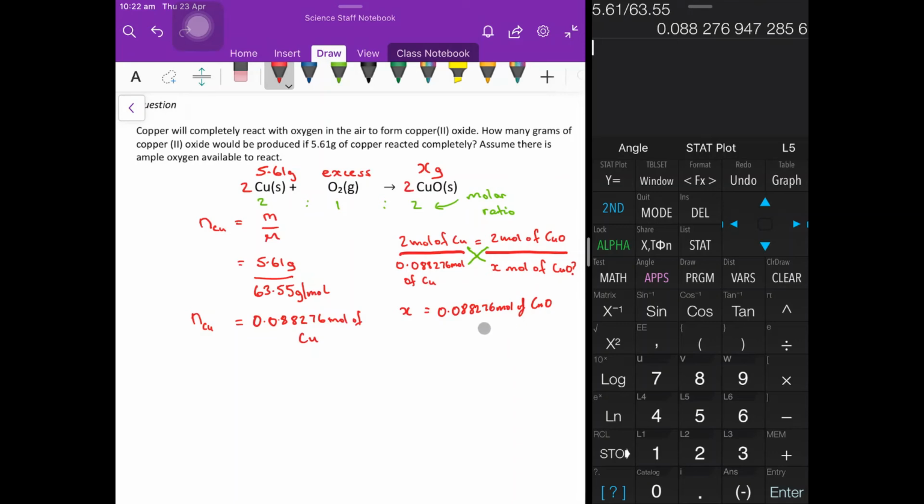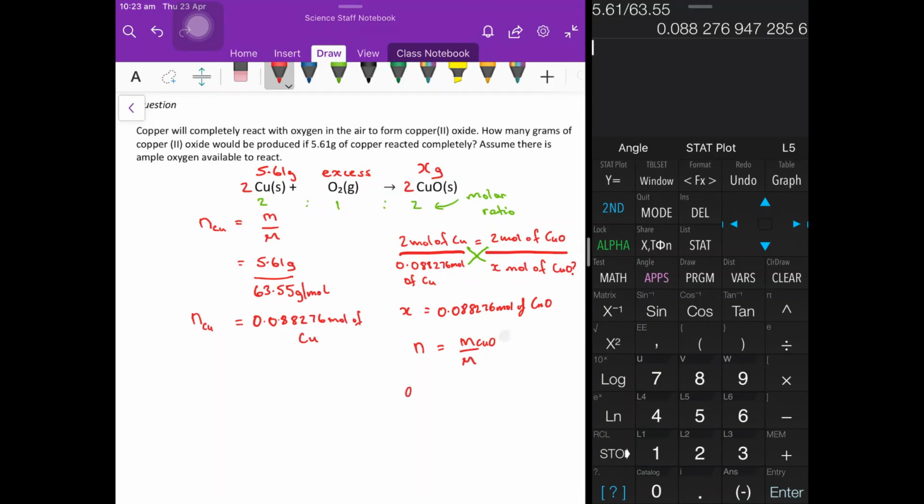Now, are we finished? Because we have worked out an amount of copper oxide. Well, no, we're not, because the question says how many grams of copper oxide will be produced. So we need to now convert this number of moles back into grams. And so we use the same equation, which is n equals m over M. And I'm going to indicate that I'm solving for the amount of copper oxide. So the mass of copper oxide.